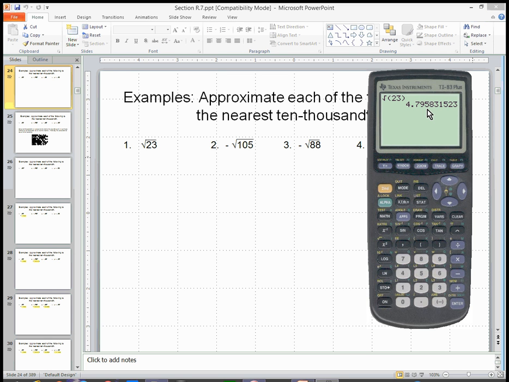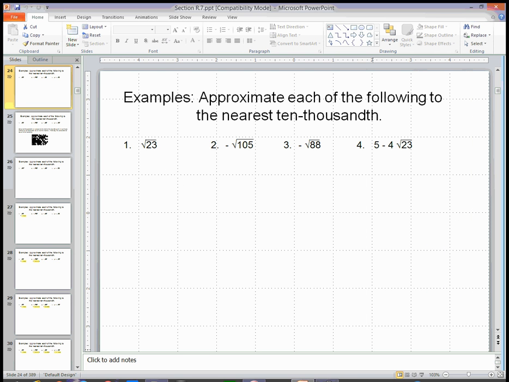If I want to go to the nearest ten thousandths, remember that's 4 decimal places. I can actually do that with the mode. So do mode, scroll down to float, go over to 4, because remember it's going to be tenths, hundredths, thousandths, ten thousandths, and press enter. To get out of this menu, just do second quit. And if you press enter again, it's now to 4 decimal places, 4.7958. Until you change the mode, it'll round everything to 4 decimal places. Even if you just key in 0, it's going to do it out to 4 decimal places. But anyway, for the first one, I get 4.7958.